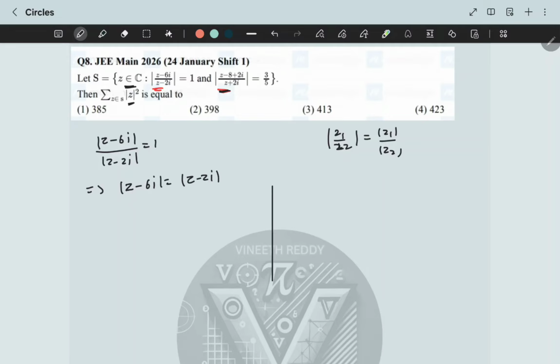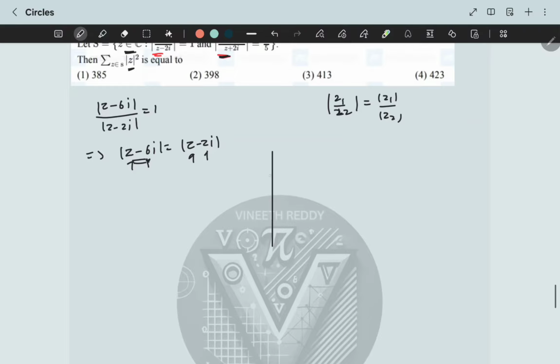Now we can think of it in this way. z is a complex number which is equidistant. What does mod z1 minus z2 mean? It means the distance of z1 from z2, the distance between z1 and z2. So the distance of z from 6 iota and the distance of z from 2 iota is the same. That means something like this.